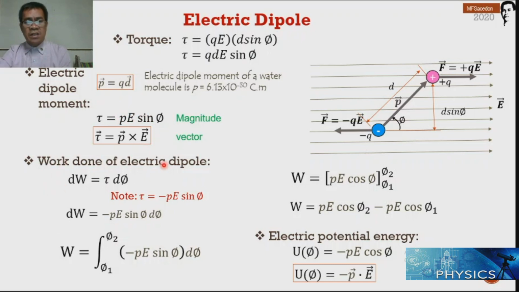The work done by the electric dipole is the change in electric potential energy. This is the potential energy final and this is the potential energy initial. Subtracting the two, the result is the work done. And the electric potential energy by definition is the negative dot product of P dot E, which has a magnitude of negative PE cosine of the angle theta. This is the principle of the electric dipole.